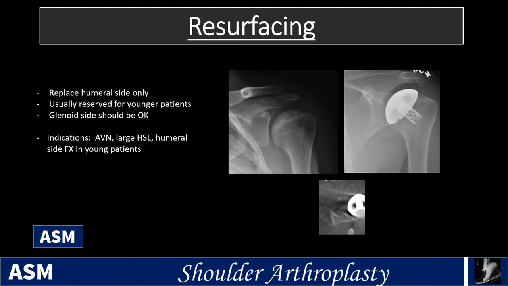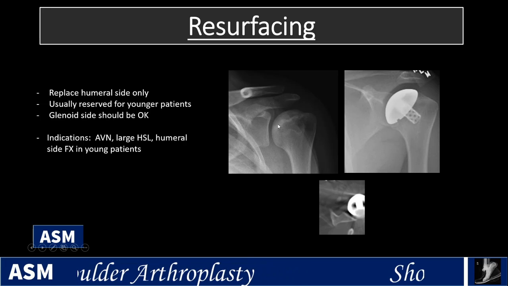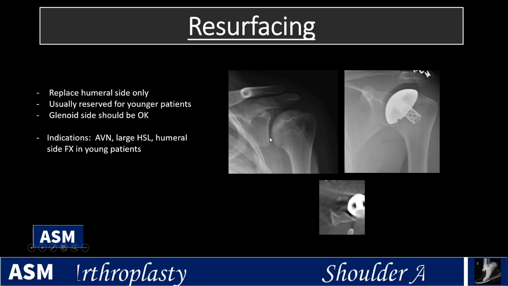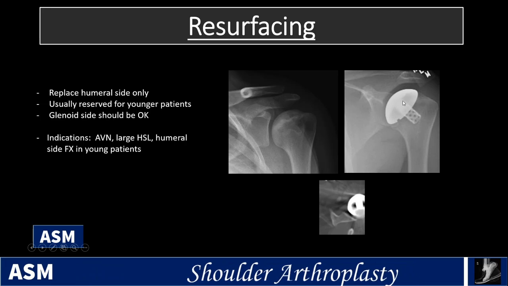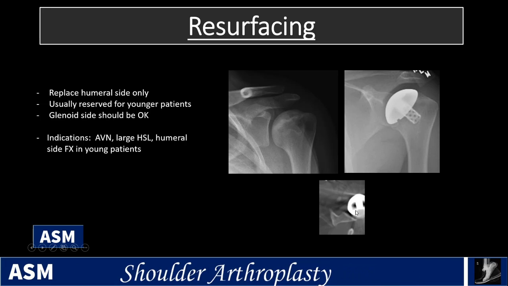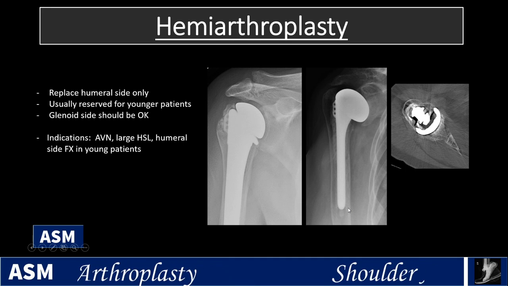So here's a patient who has avascular necrosis of the humeral head. You see the serpentine area of sclerosis here. No secondary osteoarthrosis. The joint space is preserved. And so another resurfacing design here. And you can see in this chest CT reconstruction that the joint is preserved.